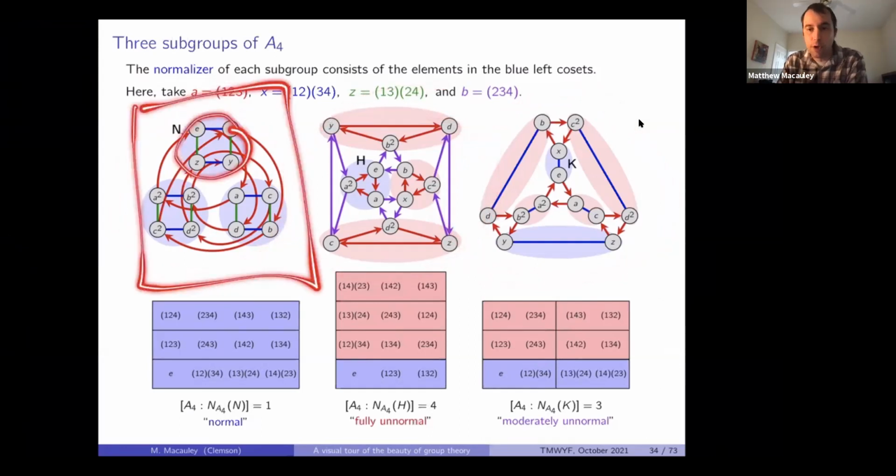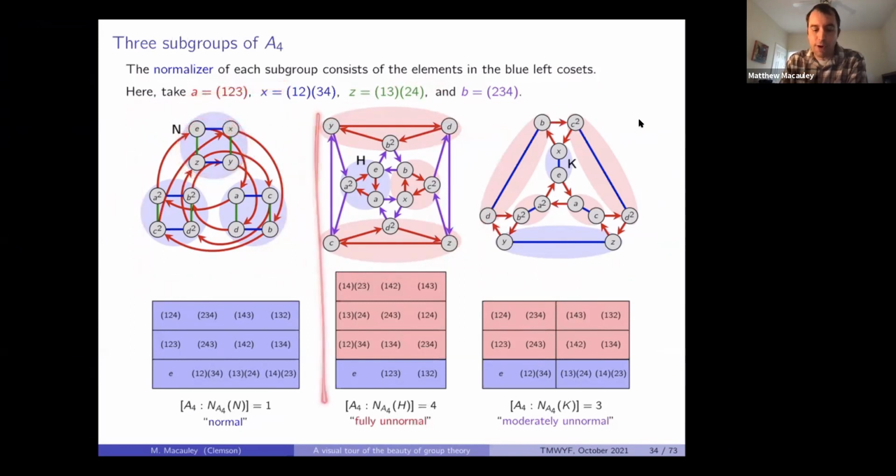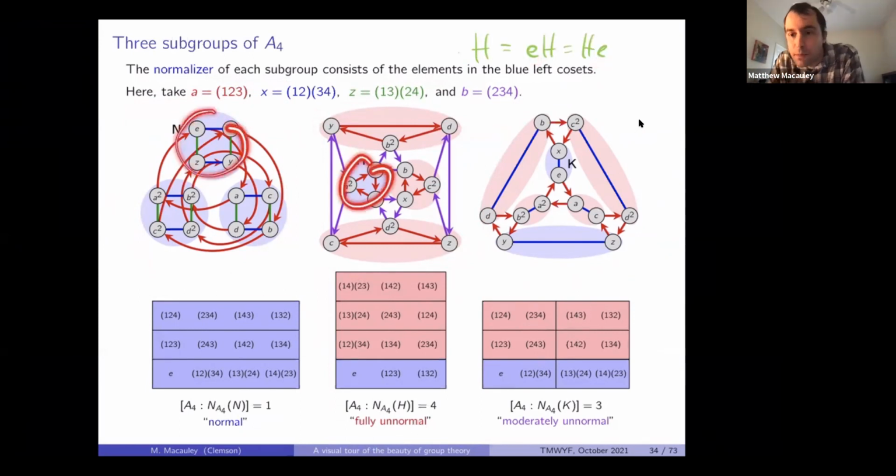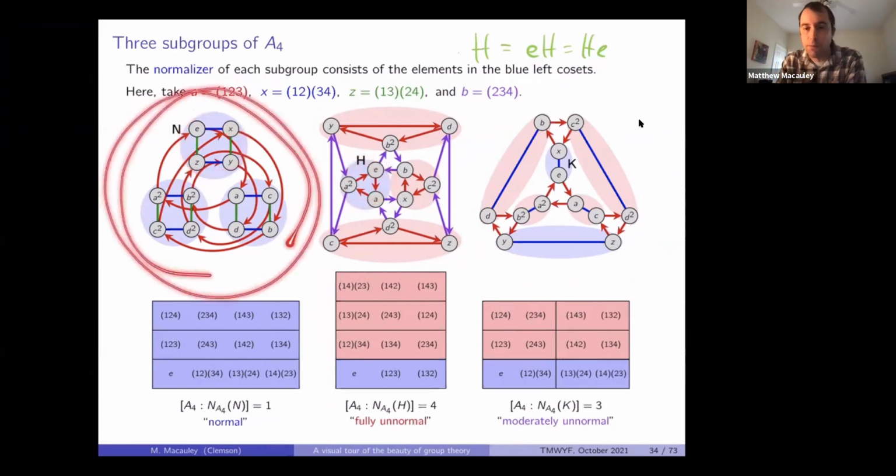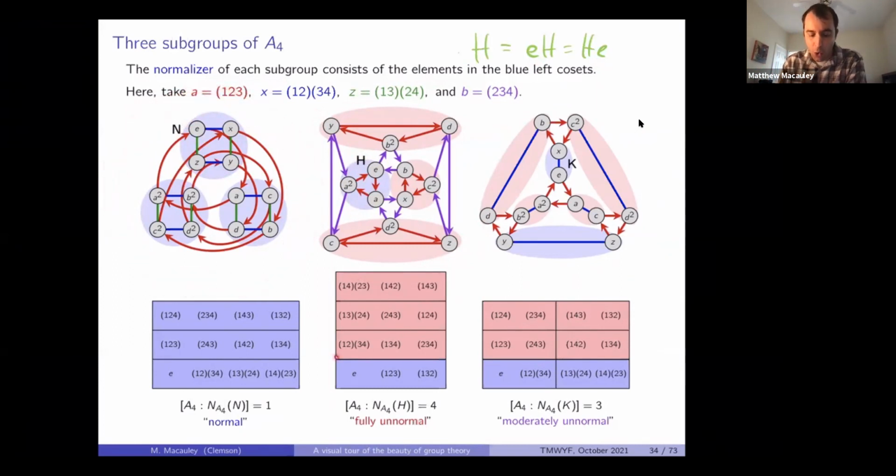This subgroup is normal. First of all, every subgroup H is itself a left coset and a right coset, because EH is equal to HE. So if you multiply by the identity on either side, it doesn't matter. So every subgroup itself is blue. The question is, what else is blue? In the best case scenario, everything is blue. This is what a normal subgroup is. In the worst case scenario, only the subgroup itself is blue and everything else is red.